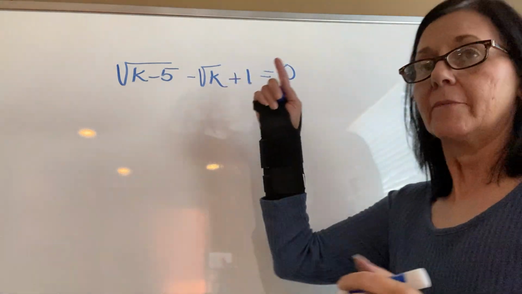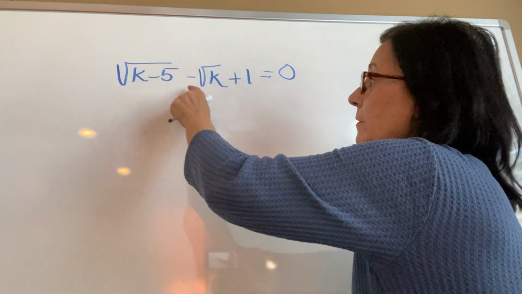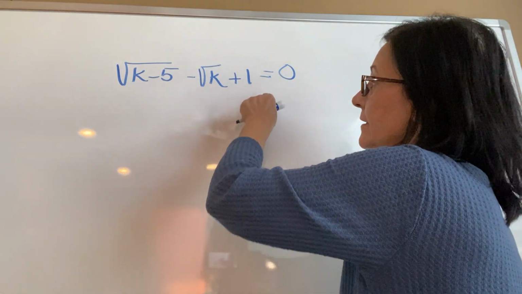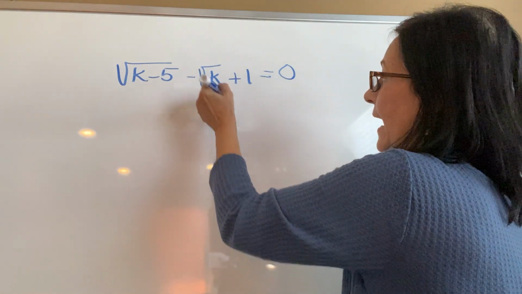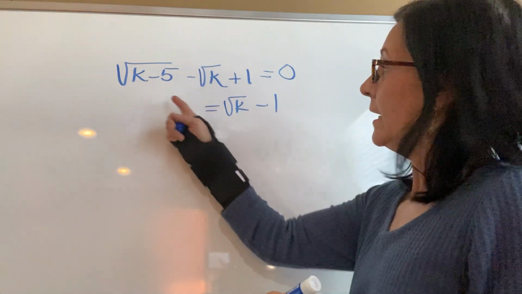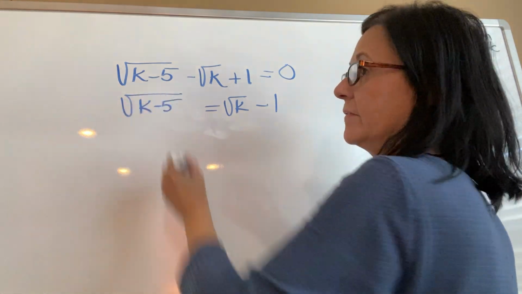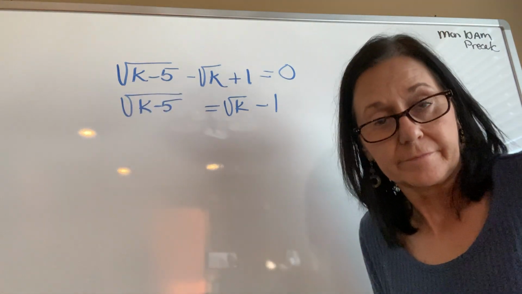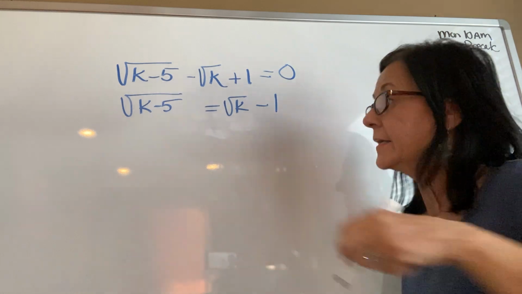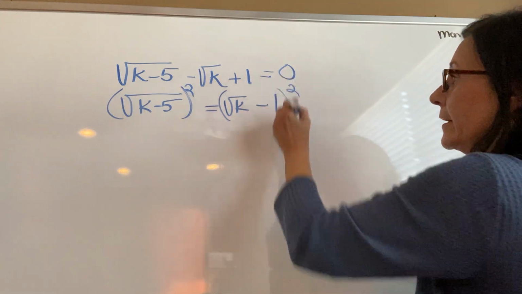So I'm going to isolate one of the radicals, the largest one. I'm going to isolate this one, move both of these to the other side. So I'm going to add square root of k, I'll subtract 1. And I'll leave square root of k minus 5 on the left-hand side. I'm going to square both sides. The entire term on both sides, I'm squaring.